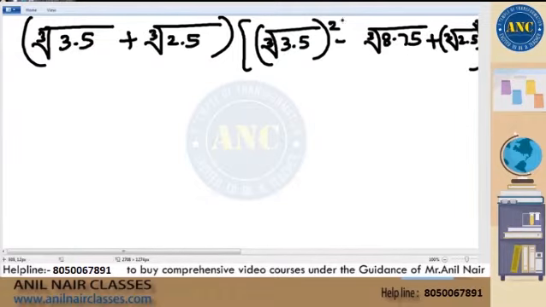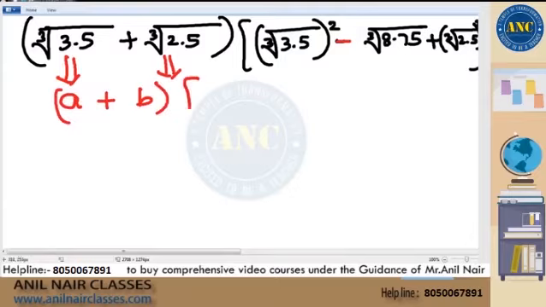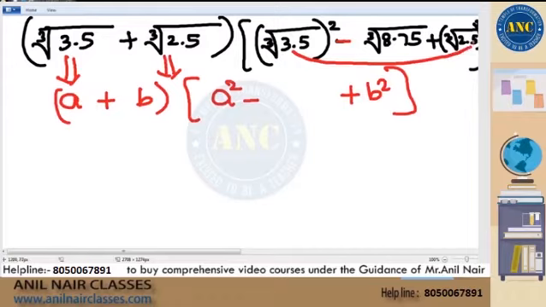It's a very easy question once again. I really don't know why you are finding it difficult. If I call the cube root of 3.5 as A and the cube root of 2.5 as B, the first term is A plus B, into A square, the last term is B square, and the middle term is minus 3.5 into 2.5, which is 8.75, that is, minus AB.